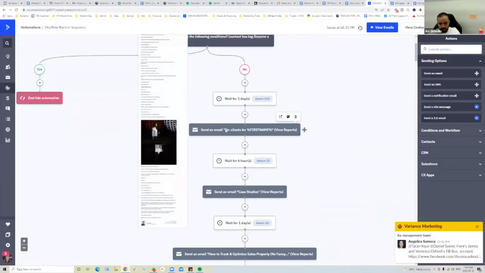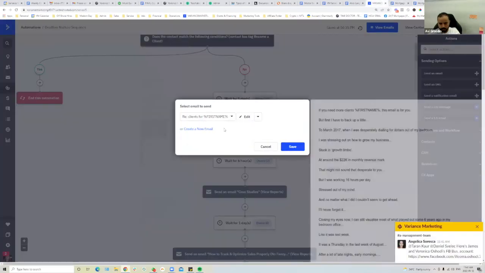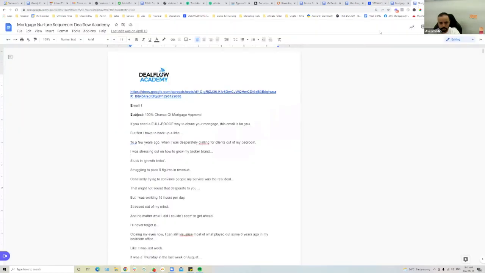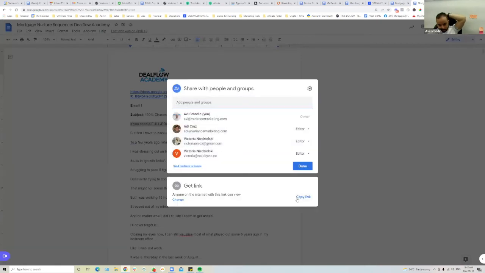Let's click on this email. Over here, it says, one second, it says, if you need more clients, first name, this email's for you. It says, hold on one second. It says, if you need a foolproof way to obtain your mortgage, this email's for you. Do you see what I mean? So we changed it up, but it's the exact same copy, just swapped to the mortgage offer. Okay. I'm going to place this again in the chat, and then you guys will have this as well.